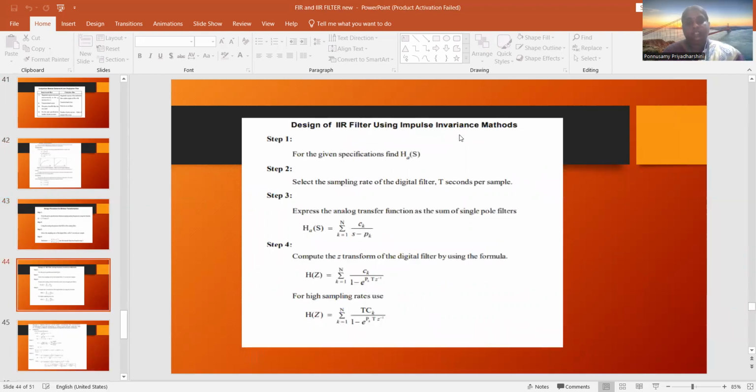Design of the IIR filter using the impulse invariance method. So this is another method in order to convert an analog into a digital specification. For a given specification, find H A of s. Select the sampling rate for the digital filter, and H A of s can be represented with the function summation k equals 1 to n of c k by (s minus p k), where p k are the poles, and compute the Z transform of the digital filter by using this formula.